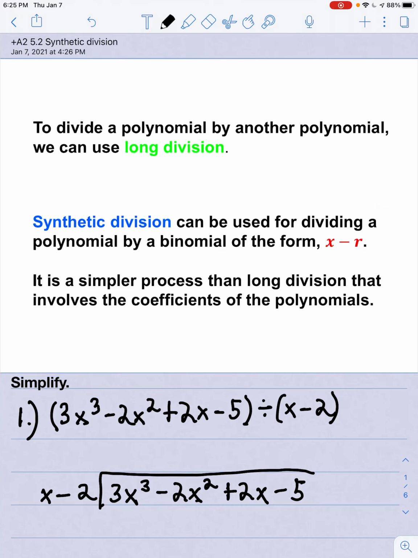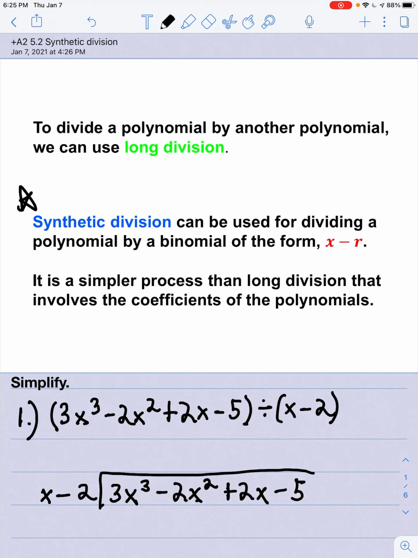This is our lesson over section 5.2, synthetic division, and an introduction to the beginning of section 5.3. So as you look at my PowerPoint, we've already done long division, and we know one way to divide a polynomial by another polynomial is by using long division. But a second way of dividing two polynomials is to use synthetic division.